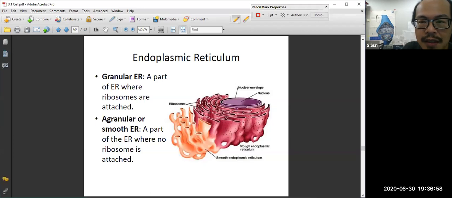And then outside of the outer membrane of the nucleus is the endoplasmic reticulum. And we have the smooth ER and the rough ER. On the rough ER, we have this ribosome. Ribosome is the organelle to produce protein.